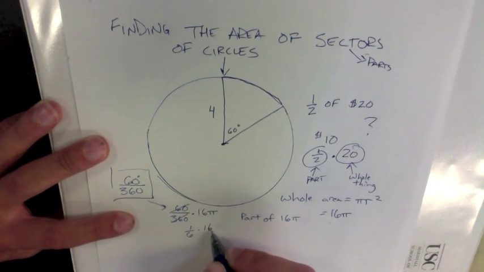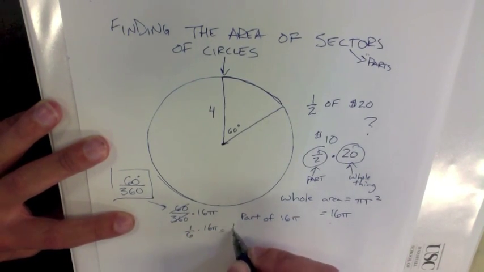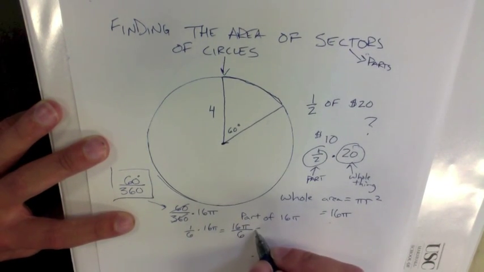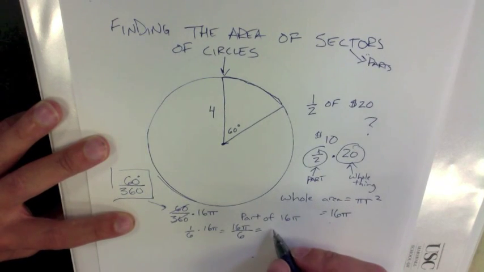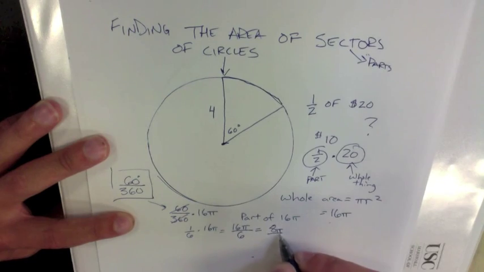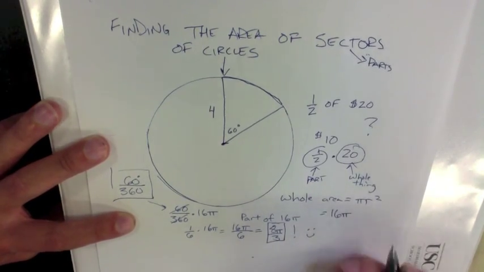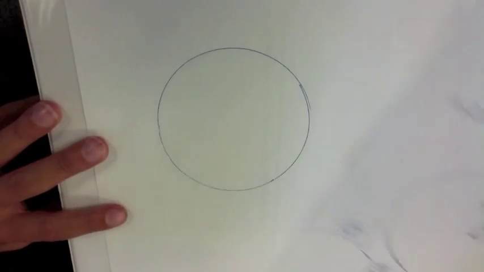When we reduce 60 over 360, we get 1/6. 1/6 times 16 pi is 16 pi over 6, which can be reduced then into 8 pi over 3. And that is the area of that sector of the circle. And we're done! Example number 2.